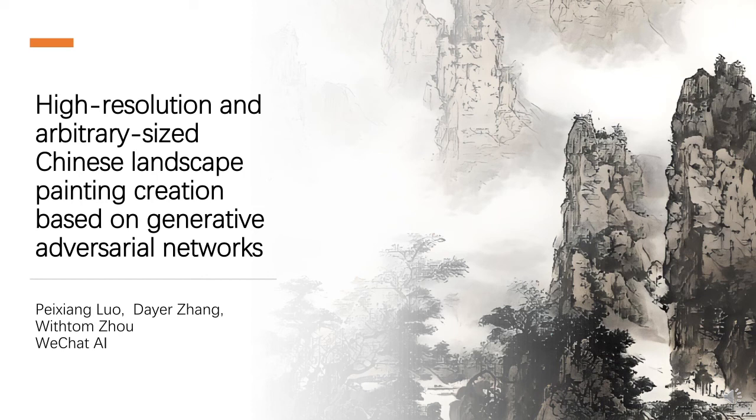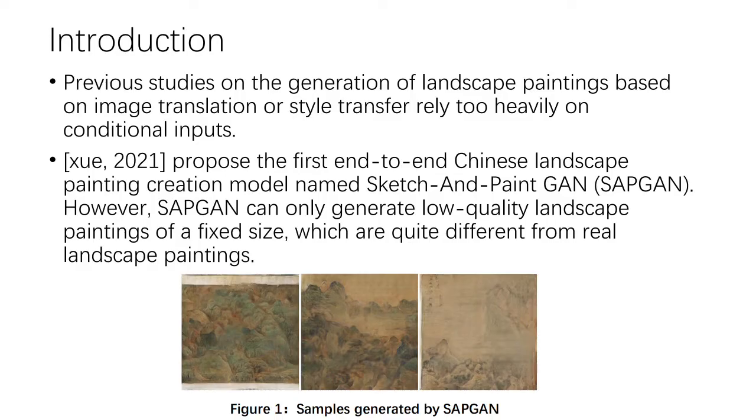In this video we will introduce our paper, High-Resolution and Arbitrary-Sized Chinese Landscape Painting Creation, based on generative adversarial networks. Landscape painting is an important creative form in traditional Chinese art with a long history. Previous studies on Chinese landscape painting generation, based on image translation or style transfer, rely too heavily on conditional inputs, such as photographs or pre-prepared sketches, which constrains the content and quantity of generated paintings.